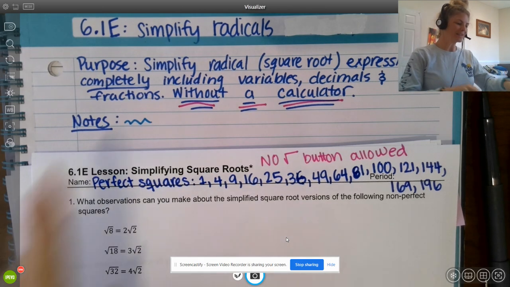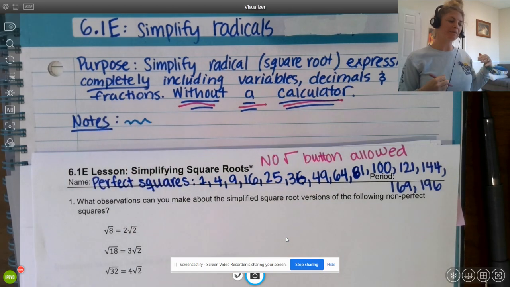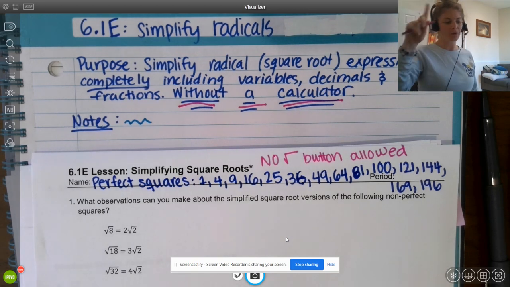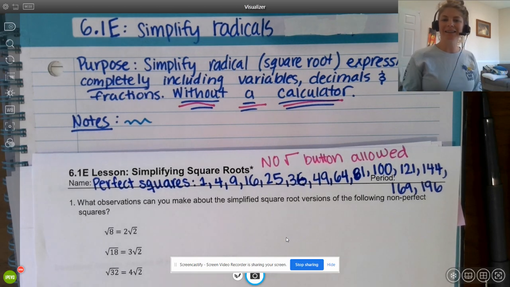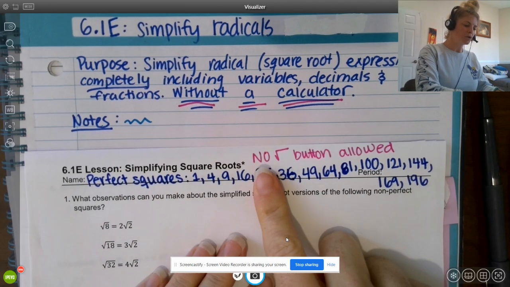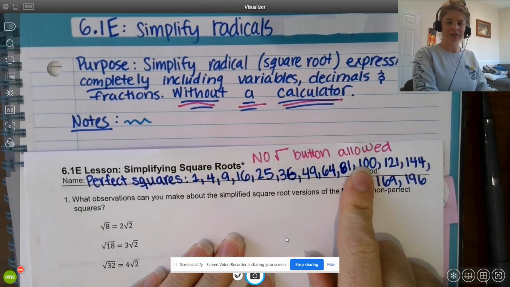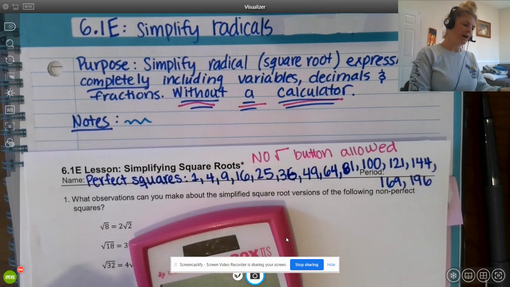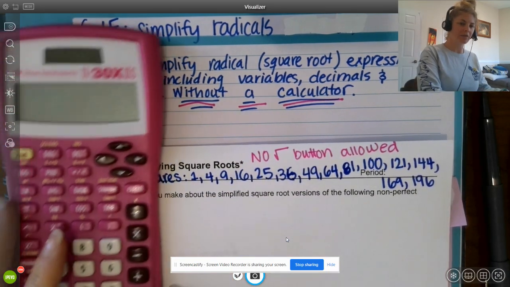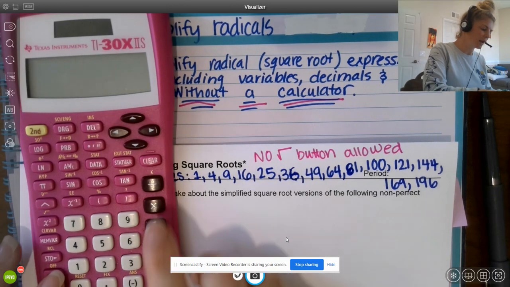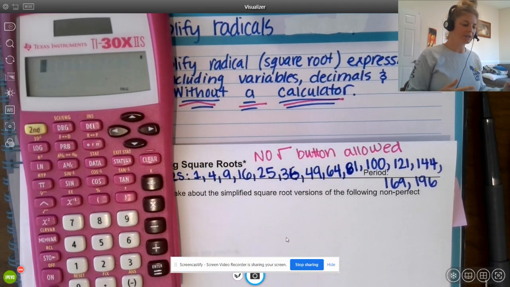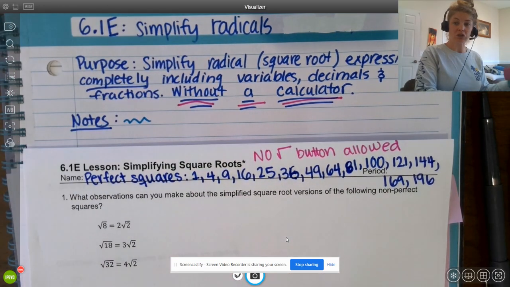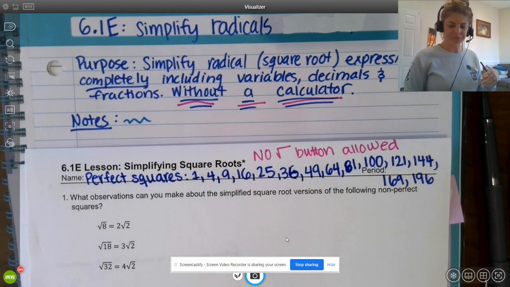Okay, so 6.1e, simplifying radicals. We're going to simplify the radical or the square root expressions completely, including variables, decimals, and fractions, all without a calculator. Well, at least without the square root button of the calculator. So no square root button allowed today. I'm using a scientific calculator, but if you have a basic calculator, we can use it to divide by perfect squares, but that's about it.